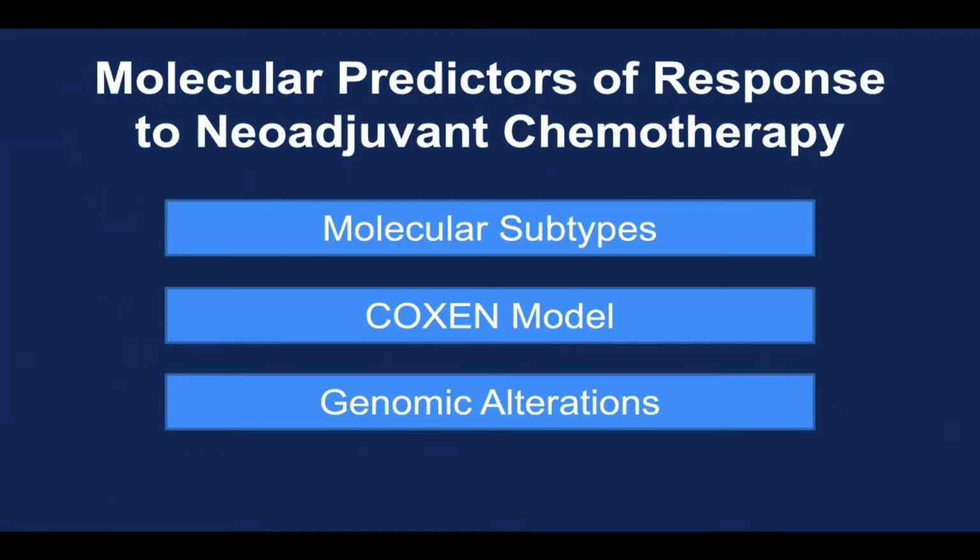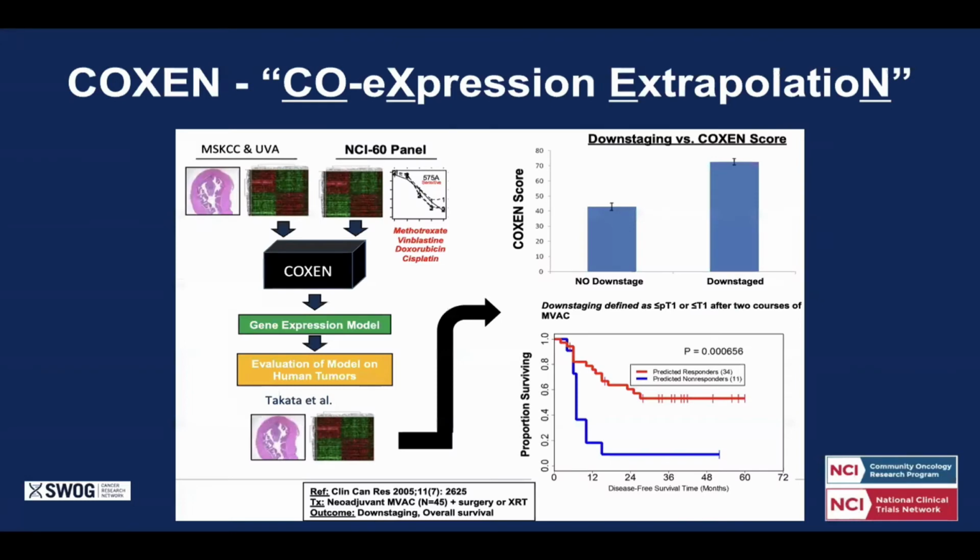So in the realm of molecular predictors for response to neoadjuvant chemotherapy, I wanted to move also beyond molecular subtypes and talk a little bit about the Coxswain model, which is also based on gene expression. It's complicated, but it's interesting because there's already been a clinical trial looking at this, and then some very interesting specific individual gene alterations that predict response.